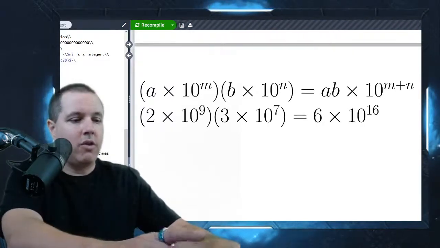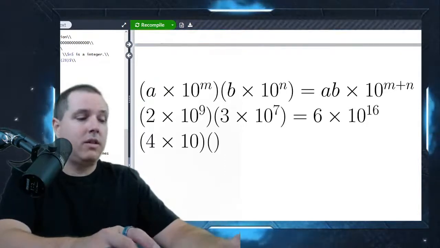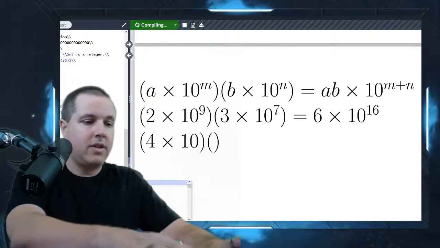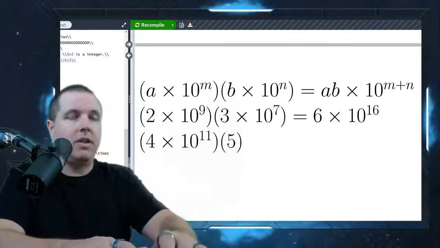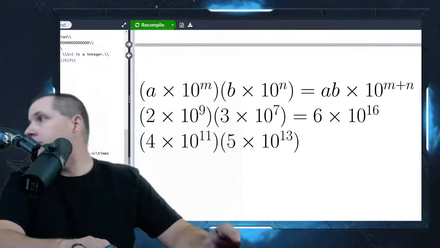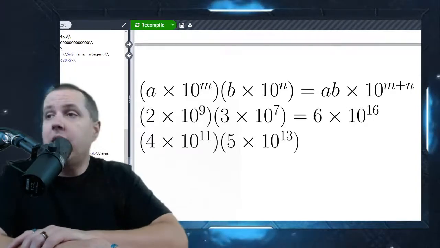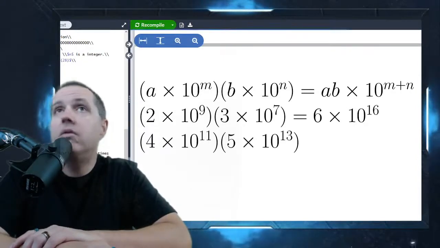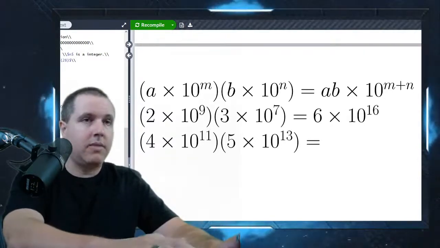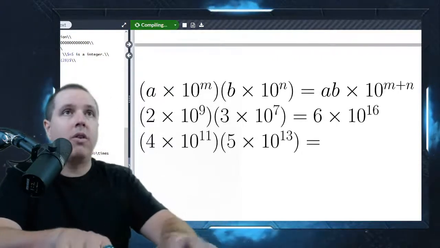Let's say we've got 4 times 10 to the 11th and 5 times 10 to the 13th. Okay, so I want to multiply these together. So we're going to follow the same rule that we just did, right? So I go, okay, 4 times 5 is 20. So I get 20 times 10 to the, okay, 11 plus 13 is 24.